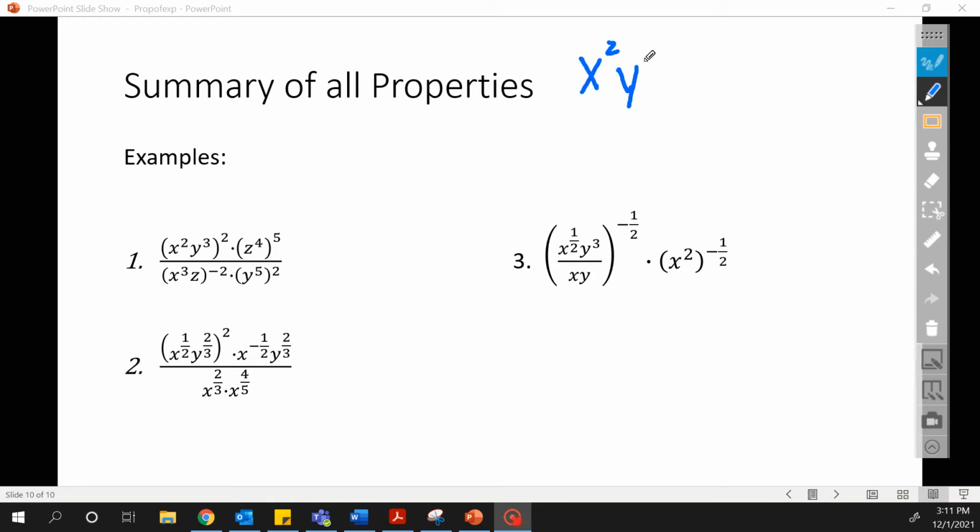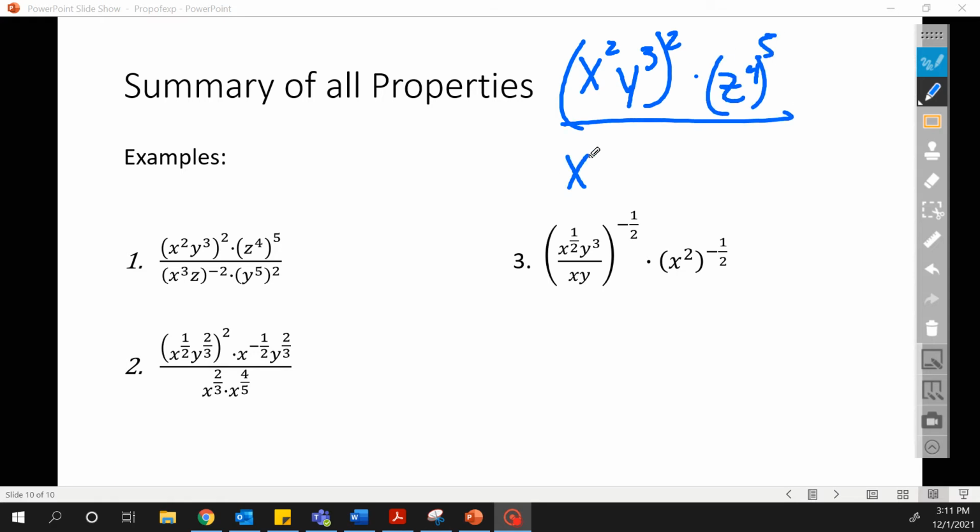So problem 1, x squared y cubed, and that is squared, and that's being multiplied by z to the 4th, and that's raised to the 5th, and it's over x cubed z, so that's z to the 1st, and that's being raised to the negative 2, and that's multiplied by y to the 5th, and that's squared.